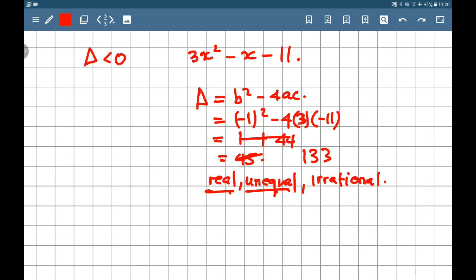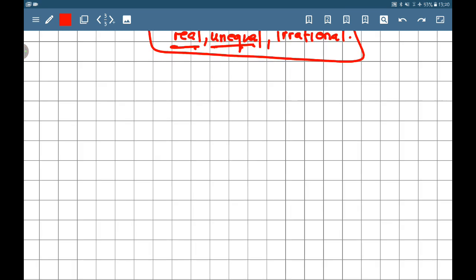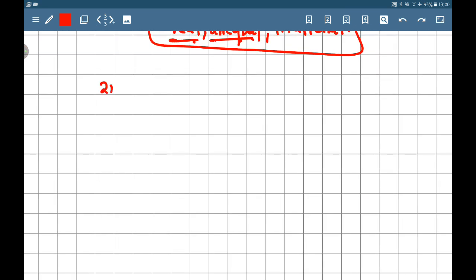Now look at this. This is not the interesting part. It is interesting, but in an exam, they're not going to ask you a straightforward question like that. Forget it. They're going to add some spice to it. So now let's do one last one. Identify the nature of roots without solving that equation.